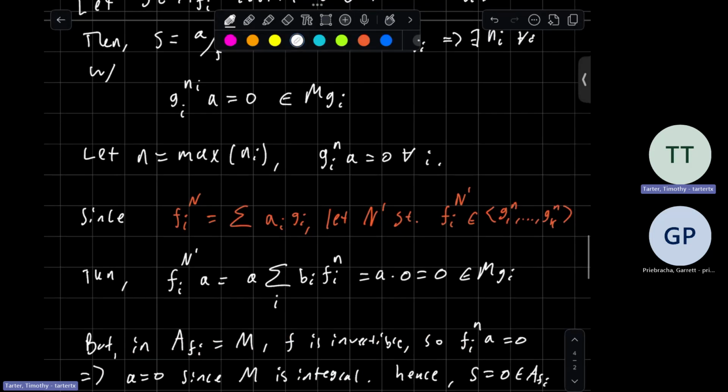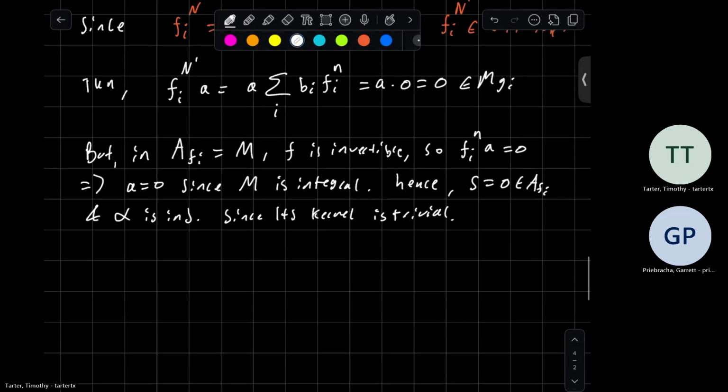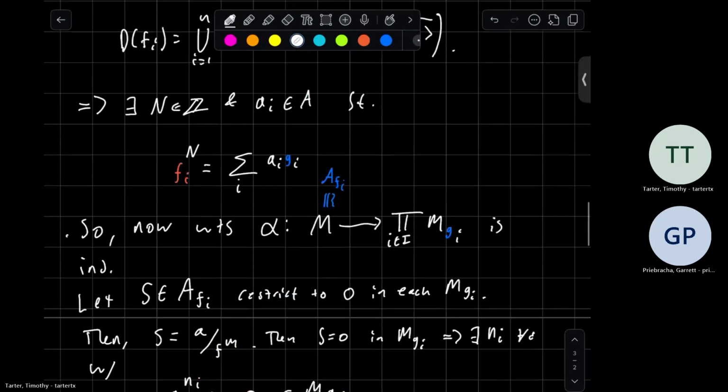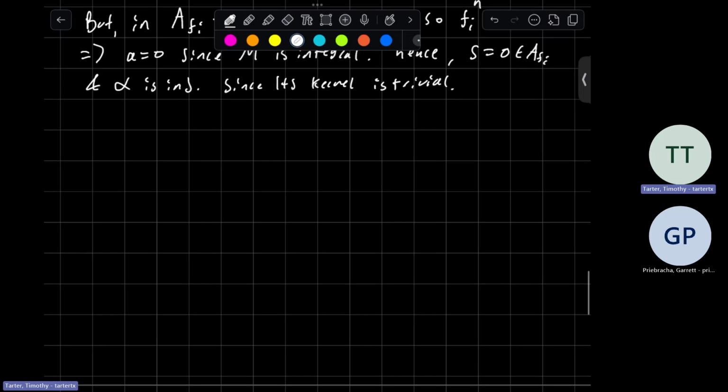Does that make sense? Yeah. Okay. So then I really hope gluing is short. It's not. Oh, okay. All right. Let's try and do this quickly.